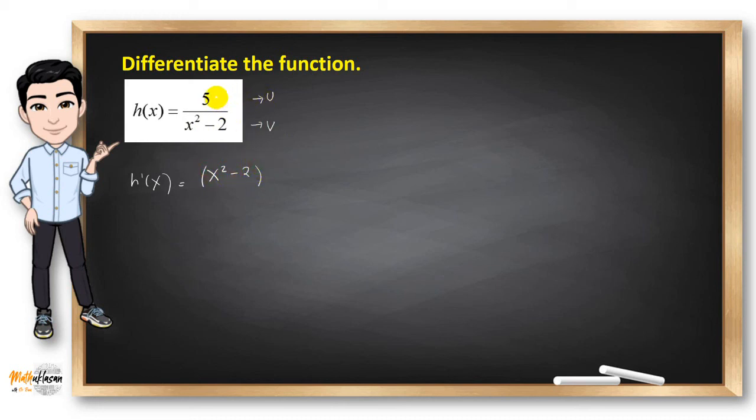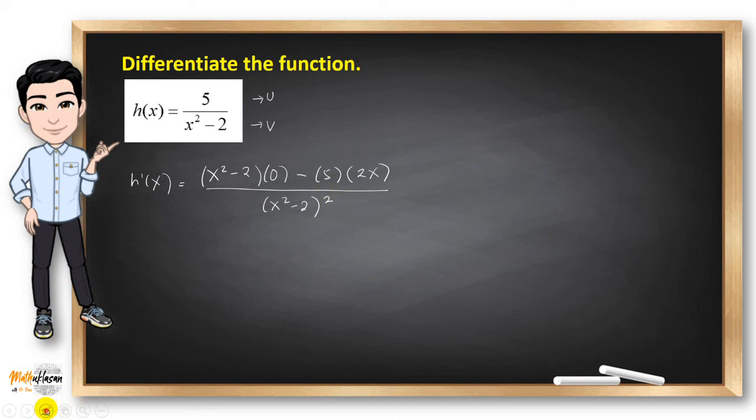At ang derivative ng numerator which is 5 here is 0. Minus, this time i-copy natin yung nasa taas yung numerator which is 5 and then get the derivative of the denominator which in this case the derivative of x squared minus 2 is 2x. All over syempre sa x squared minus 2 squared. Huwag niyong kalimutan yung formula dito na squared.